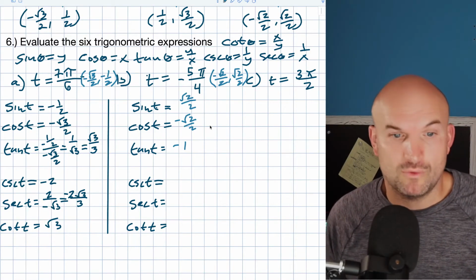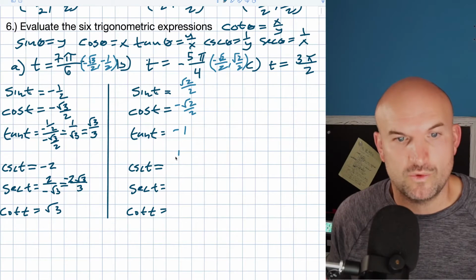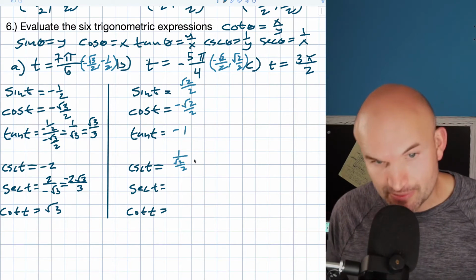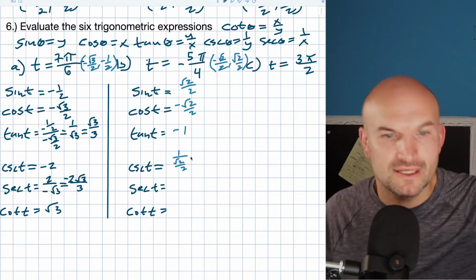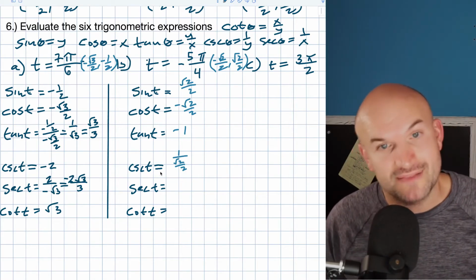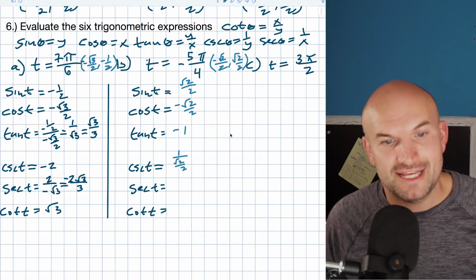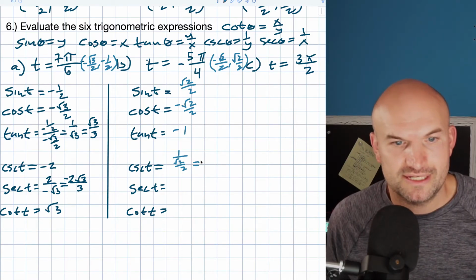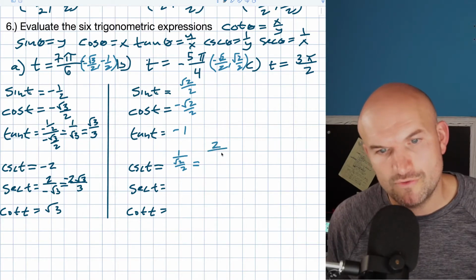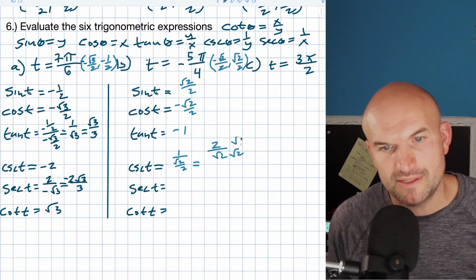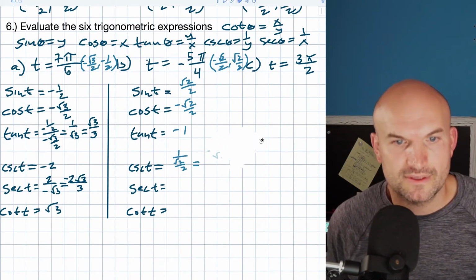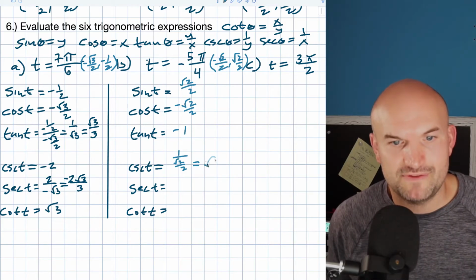Cosecant is going to be 1 over y. So let's go and do that. So that's a 1 over square root of 2 over 2. Again, multiply by the reciprocal, and you're basically going to have a 2 over square root of 2. Rationalize the denominator, and you're just going to be left with a square root of 2.